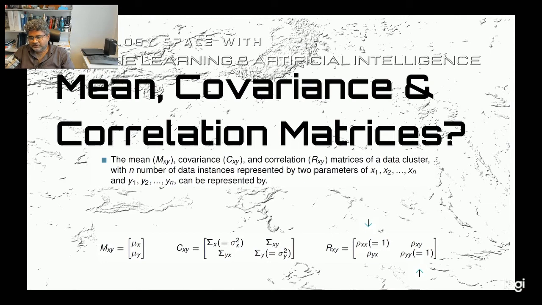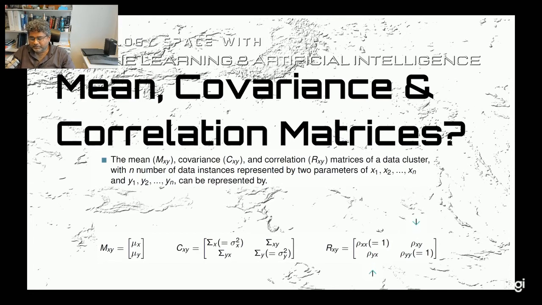The top left component of the correlation matrix consists of rho xx. That means the correlation of the x parameter by itself, which is equal to 1. And then the bottom right consists of rho yy, the correlation of the y parameter with respect to itself, which is also equal to 1. The top right and the bottom left components consist of the correlation of x versus y. Since this is also a symmetrical matrix, these two values are going to be equal.